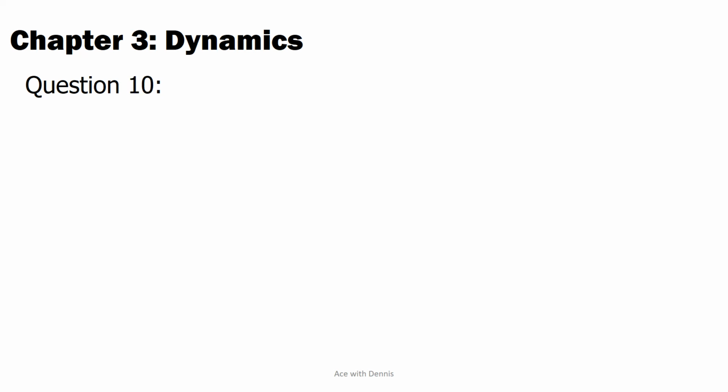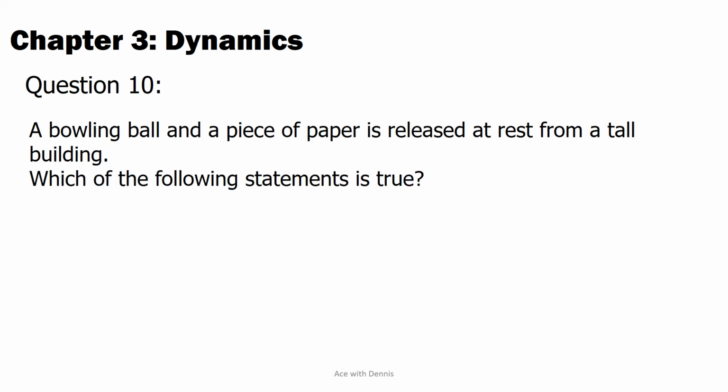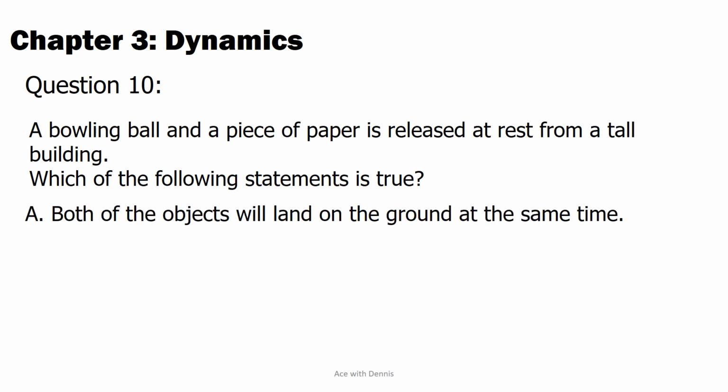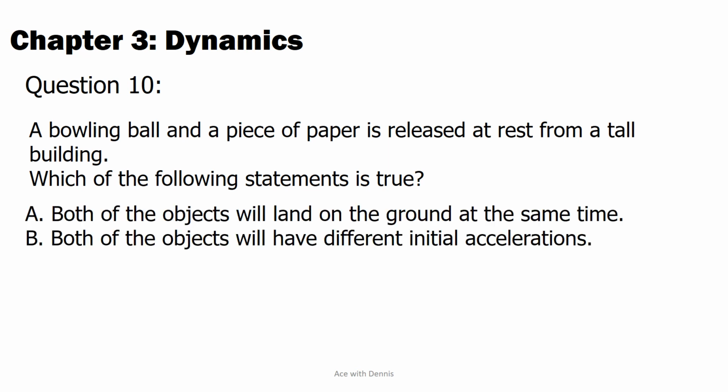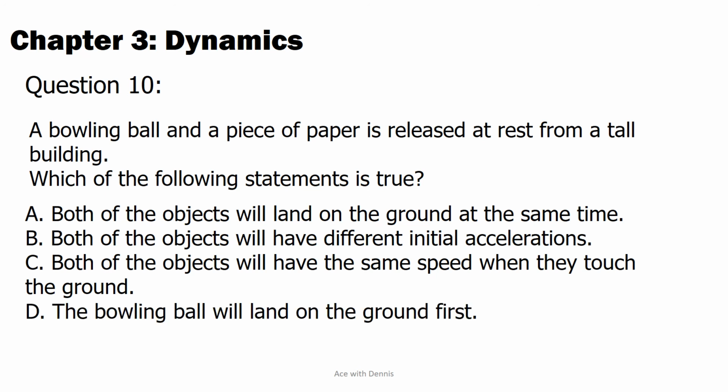Question 10. A bowling ball and a piece of paper are released at rest from a tall building. Which of the following statements is true? A. Both of the objects will land on the ground at the same time. B. Both of the objects will have different initial accelerations. C. Both of the objects will have the same speed when they touch the ground. D. The bowling ball will land on the ground first.